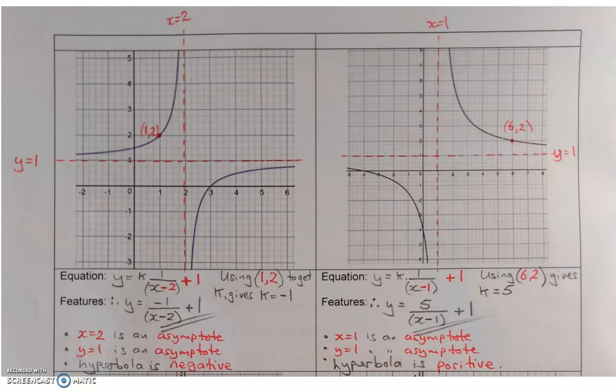Okay, guys, you 12 calc guys. These are the answers for page 12 for the hyperbolic graphs that I've asked you to look at.